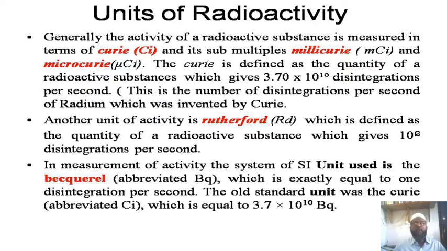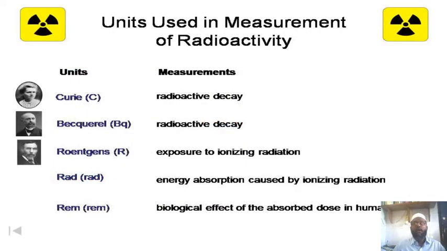Now we have defined what Curie, Rutherford and becquerel are. Basically these three are used to measure the disintegrations of a particular material. Now let's see what purpose these different units serve. Curie and becquerel, as we have just seen, are used to measure radioactive decay. Similarly, there is another unit, Roentgen, whose short form is R, which is used to measure the exposure to ionizing radiation.